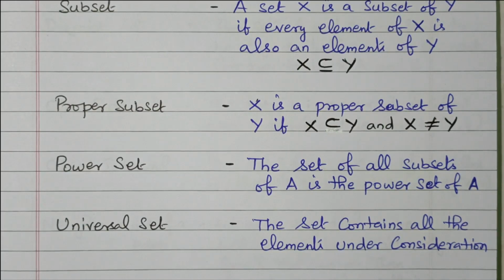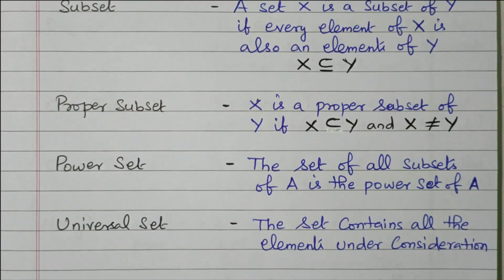Empty set means not having any element. Finite set means it will give a clear-cut idea. Red flowers in Ooty garden is a finite set. Beautiful flowers in Ooty garden is an infinite set, because beautiful flowers we cannot define easily. Singleton set means only one element available. Equivalent set means the number of elements are equal. Equal set means the number of elements are equal and the elements are also equal.